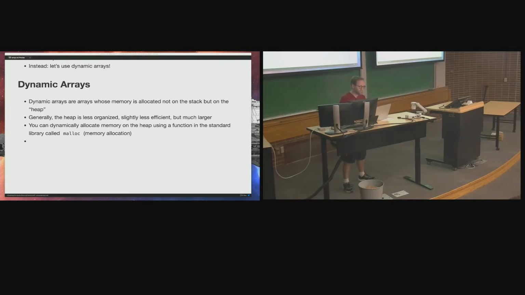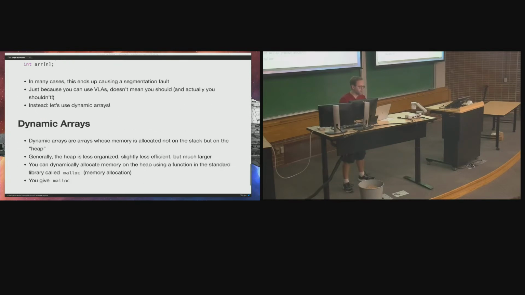You give malloc, and by the way, again, it's in the standard library, stdlib. This is why you should always be including stdlib. So if you've been doing that, you've already been including this. But you give malloc one argument, the number of bytes you want to allocate.